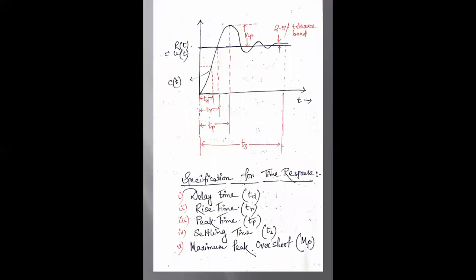If I take the specification of time responses, this is the graph for the specification of the time responses. One is called the delay time td, one is called the rise time tr, one is called the peak time tp, one is called the settling time ts, and another is called the maximum peak overshoot Mp.